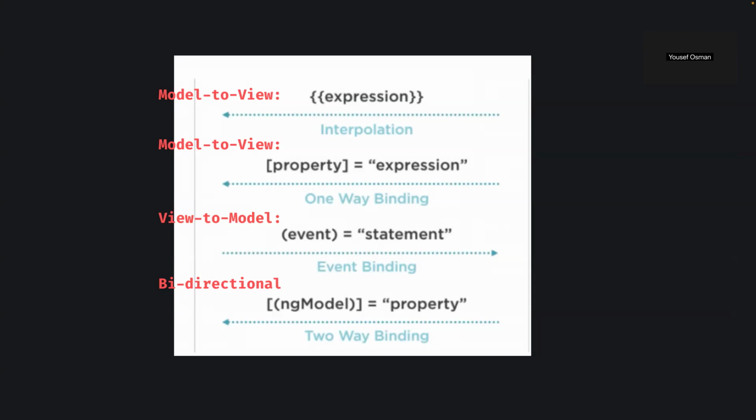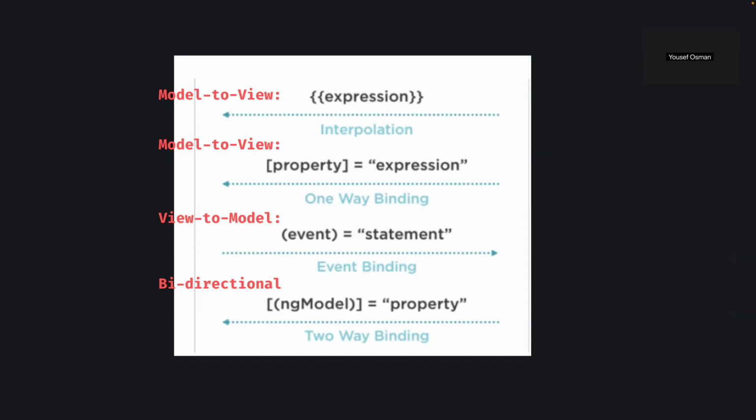And the third way, from view to model, is when we expect the user input and put the user input into the component's variable. We define the event, what kind of event we expect, like a click of a button or typing in an input, and put it into a variable. So this is called event binding, and it's also one-way binding.